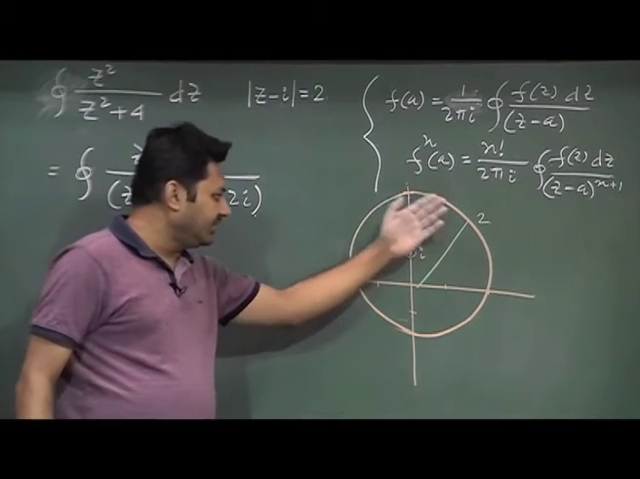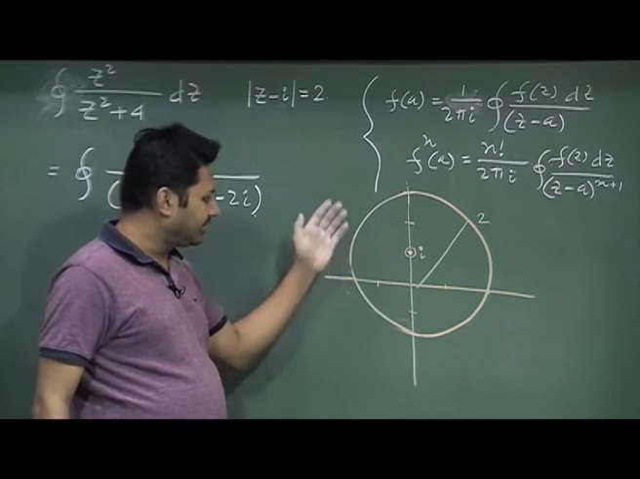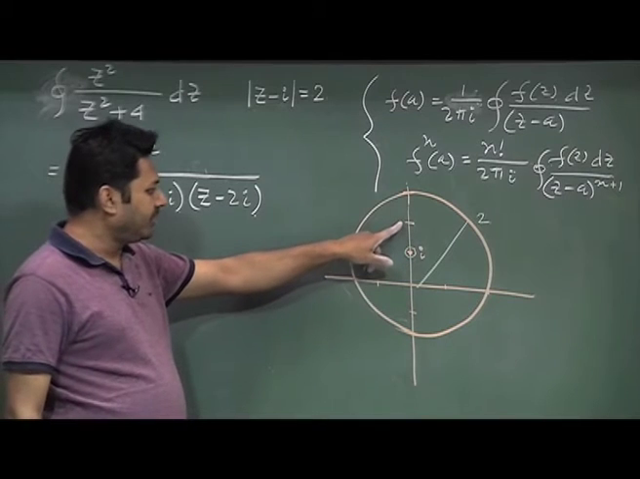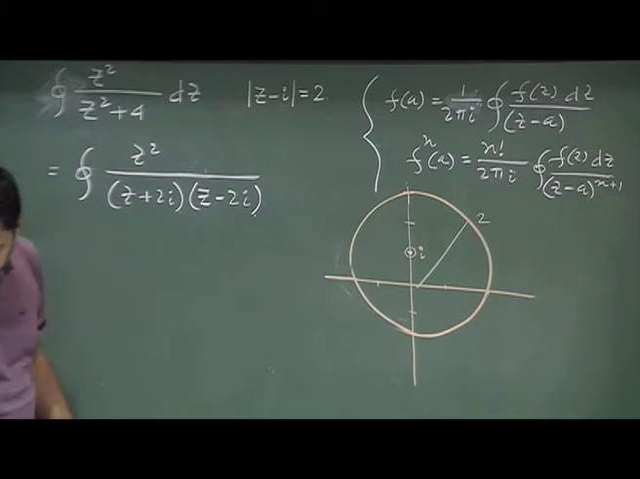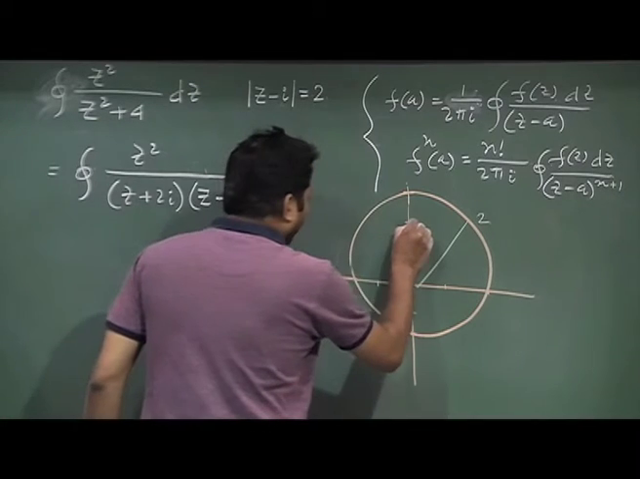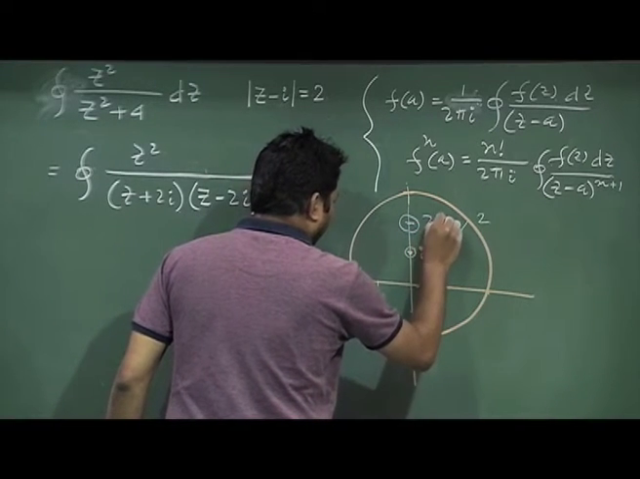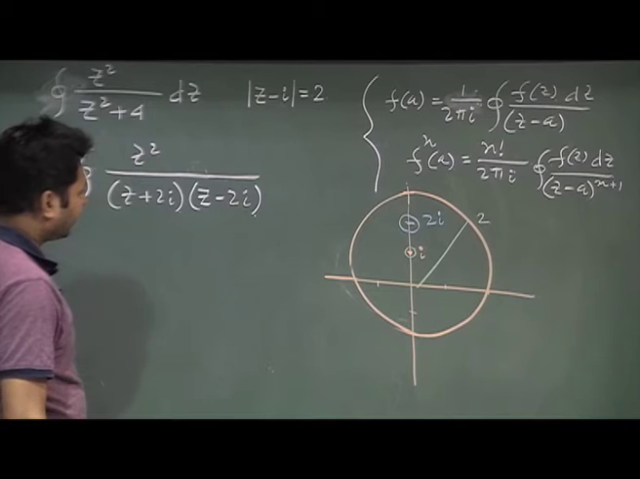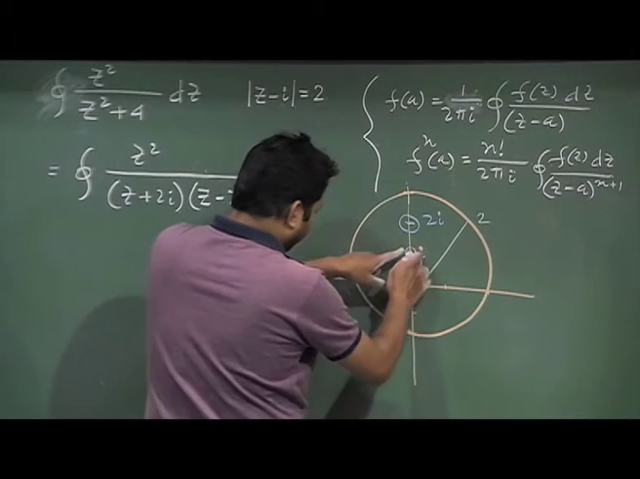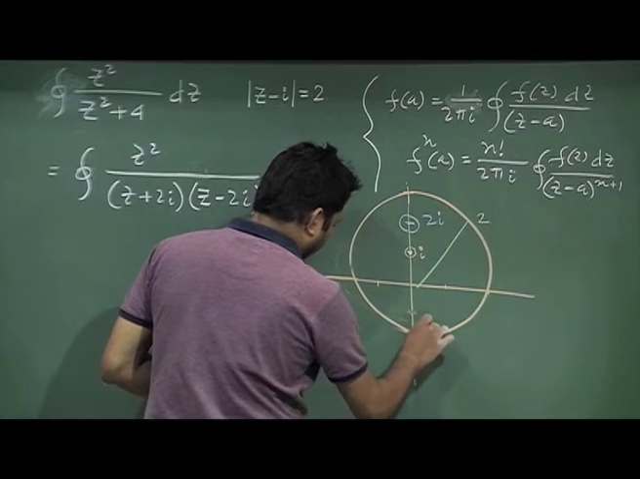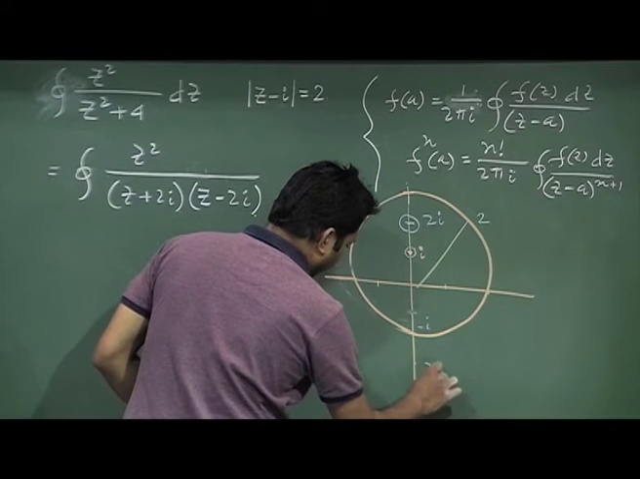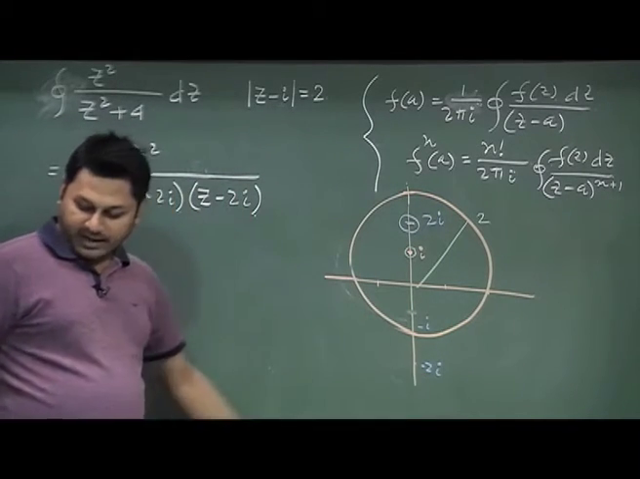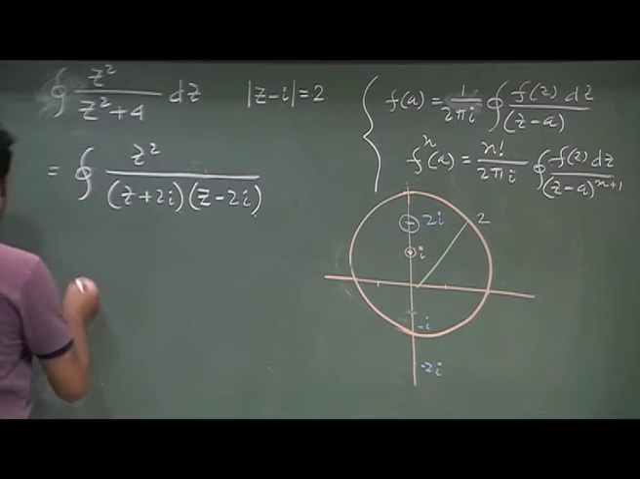You need to find out which point is inside this region. You can readily find that the 2i point, this is i, so the 2i point is somewhere here, is inside. What about minus 2i? Minus 2i is not inside, it is outside. So this is minus i, so somewhere here is minus 2i, which is outside the region.